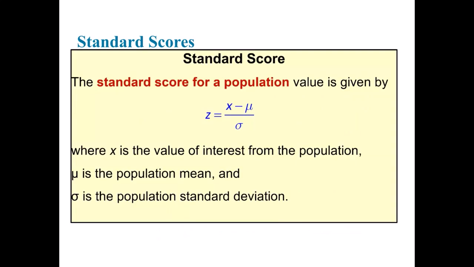So if you have a population, your z-score is x minus mu over sigma. Keeping in mind x is what? X is your data value, right? Mu is the mean, and sigma is your standard deviation. So z is x minus mu over sigma for population. Guess what? For a sample, what do you think it's going to be?